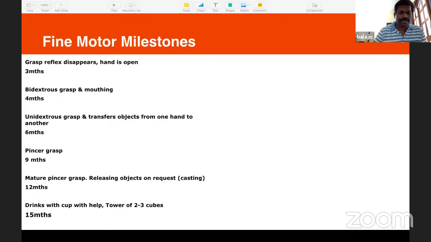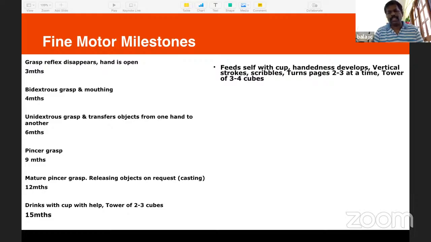With some help is 15 months, and starts feeding with a cup. Feeding with a cup is at 18 months. Remember, handedness comes at 18 months. If the child gets handedness before that, assume that the other limb is a bit weak.